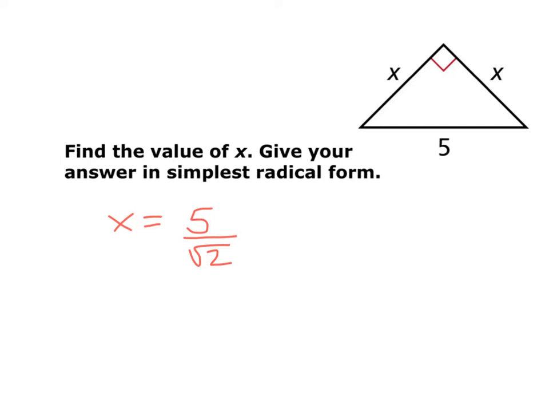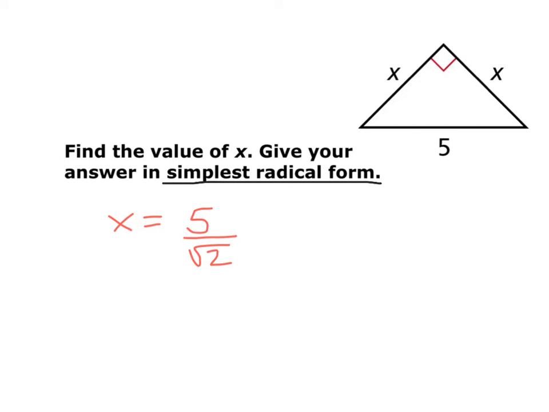Okay, so we found that x is equal to 5 over square root 2. If we were going to leave this in simplest radical form, we cannot leave a square root 2 on the bottom. Wait, how is it over square root 2? That's just the answer we found two days ago, if you took notes. So how do you think we can get rid of the square root 2 on the bottom?